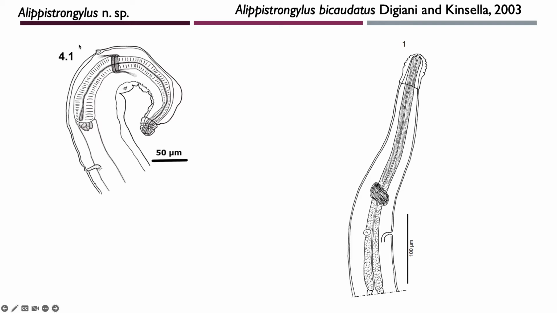So again, as I mentioned, most of my characters are going to be in the first anterior third and the last posterior third. So looking at it, our new species is over here. This is the currently described species. They look pretty similar, right? We've got an esophagus, we've got a nerve ring, we've got an excretory pore, we've got this anterior cap.